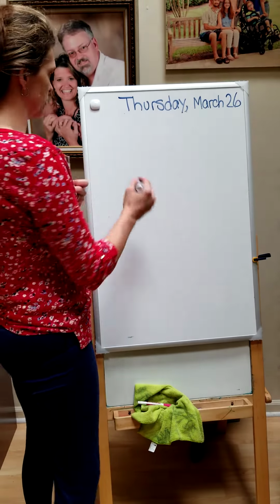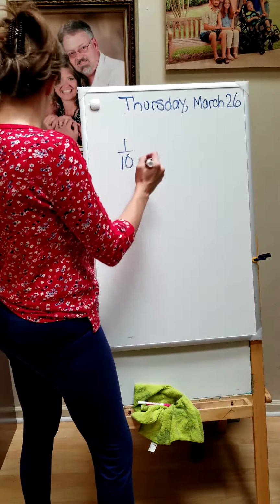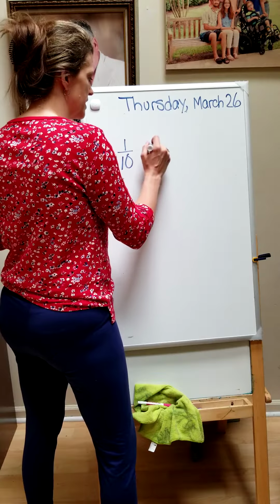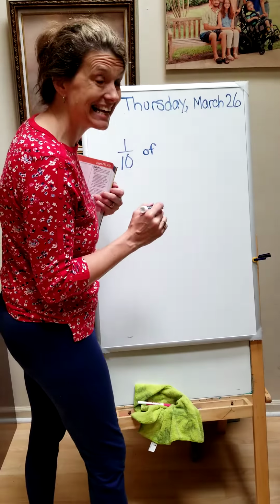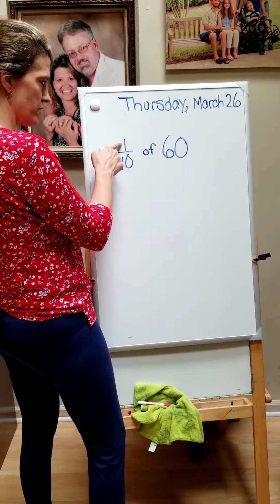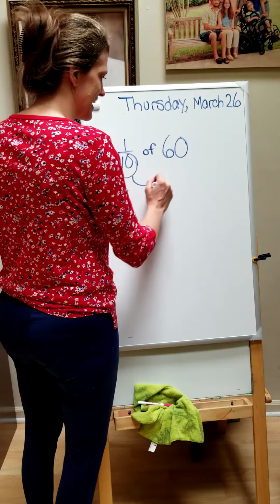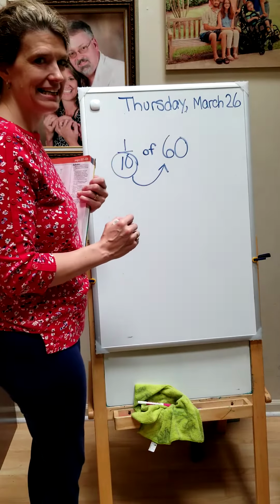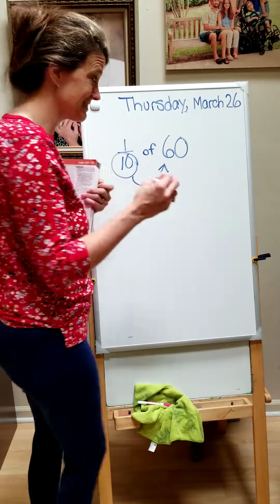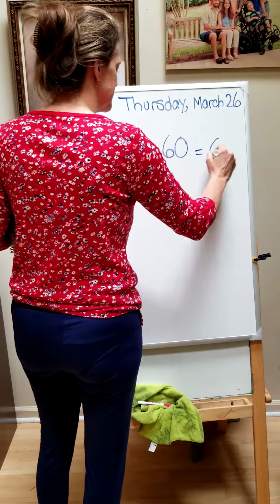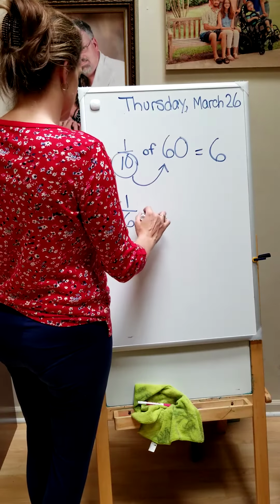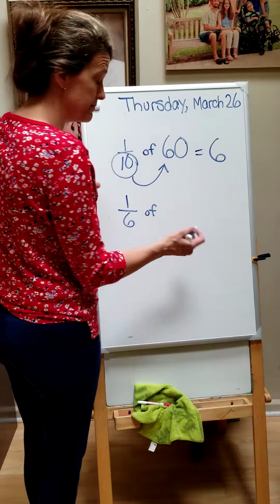All right, for the brain booster, it says, how many minutes in 1/10 of an hour? Well, how many minutes are in an hour? 60. So look at this. 1/10 of 60. If we have a 1 right there, it's basically saying 10 divided into 60. If I counted by tens, how many fingers would it take to get to 60? 6. So 1/10 of 60 is 6.